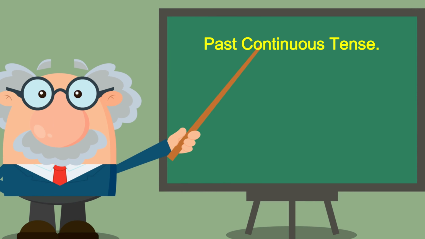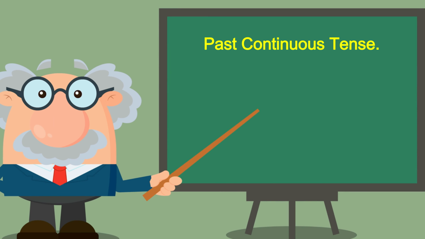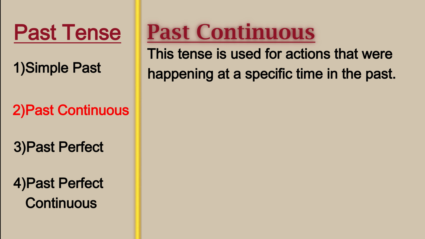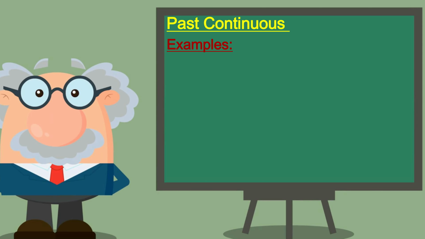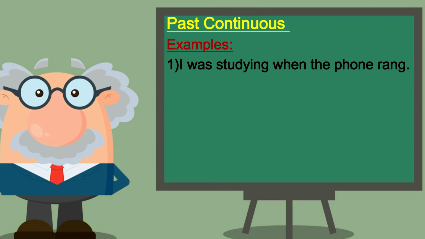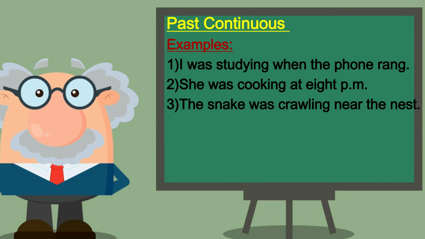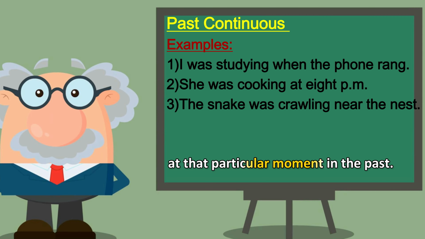Now, let's see the past continuous tense. This tense is used for actions that were happening at a specific time in the past. The formula is subject plus was or were plus verb with ing plus object. Examples: I was studying when the phone rang. She was cooking at 8 p.m. The snake was crawling near the nest. These actions were happening at that particular moment in the past.